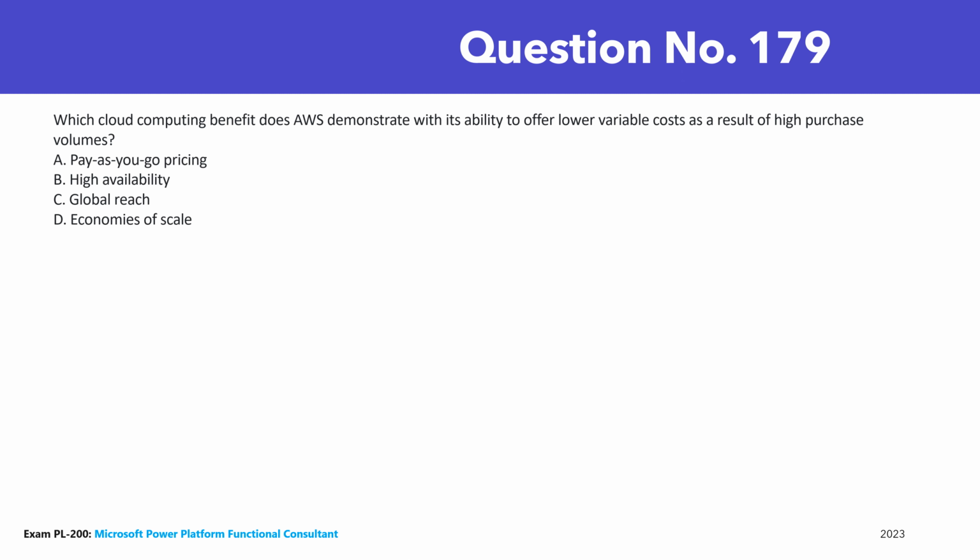Which cloud computing benefit does AWS demonstrate with its ability to offer lower variable costs as a result of high purchase volumes? A. Pay-as-you-go pricing. B. High availability. C. Global reach. D. Economies of scale. Correct answer, A.